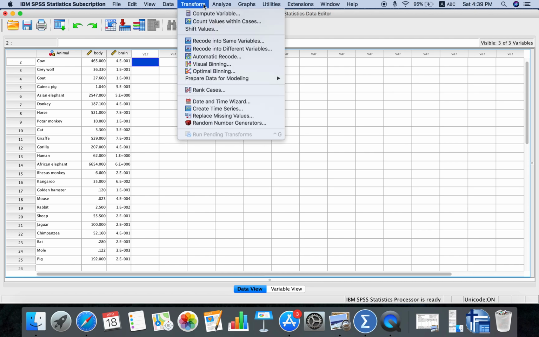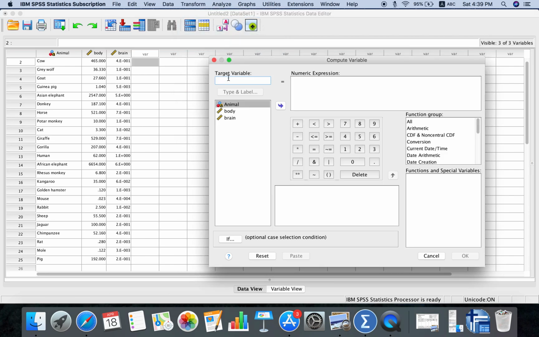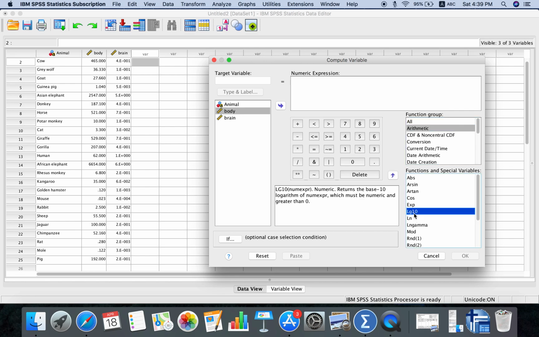In SPSS, we click on Transform, Compute Variable. We want to take the log of our body mass. Let's look at some arithmetic. We take the log base 10 for ease of interpretation. For example, if it's a 100 kilogram animal, you take log base 10 and you get 2. If the animal is 1,000 kilograms, you take log base 10 and you get 3. So that's easy to interpret.